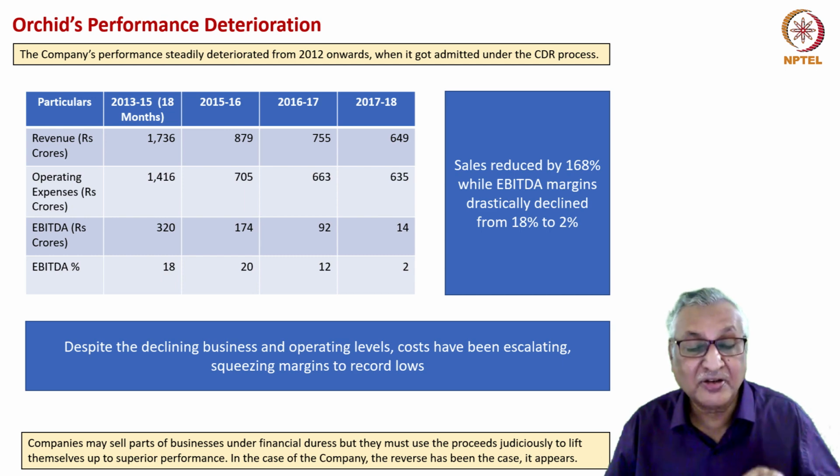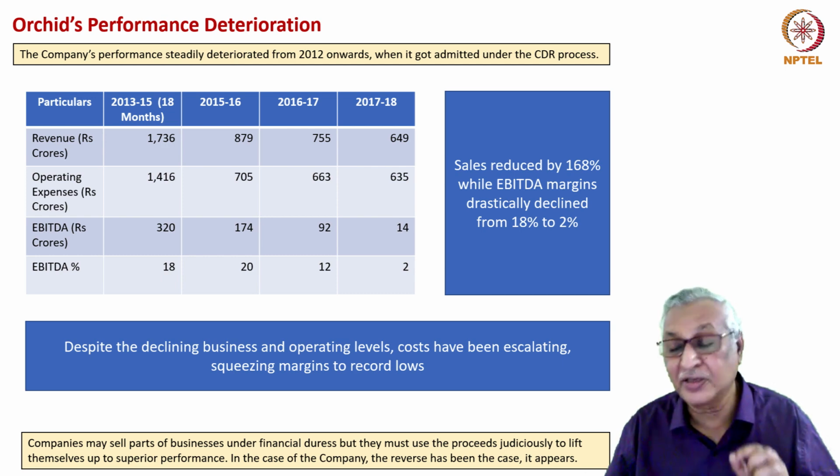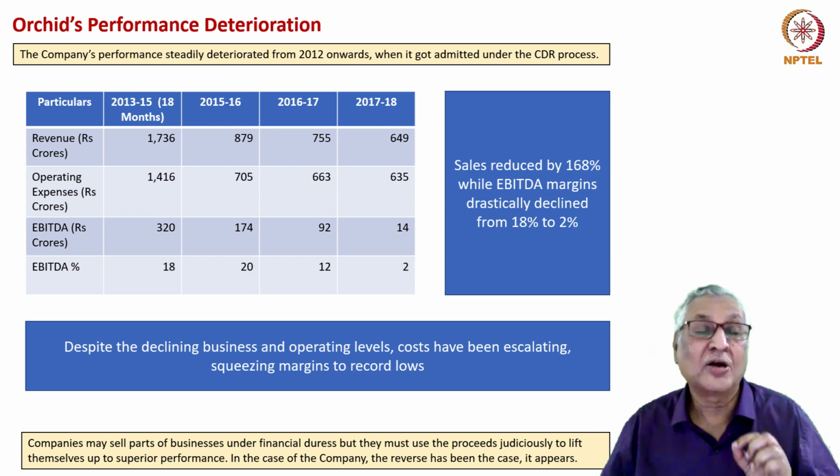Companies may sell parts of businesses under financial duress, but they must use the proceeds judiciously to lift themselves up to superior performance. In the case of the company, the reverse has been the case, it appears, and that explains why Orchid went through the resolution processes under IBC, even though it had two good deals in terms of monetization of the best possible assets in the company's infrastructure.